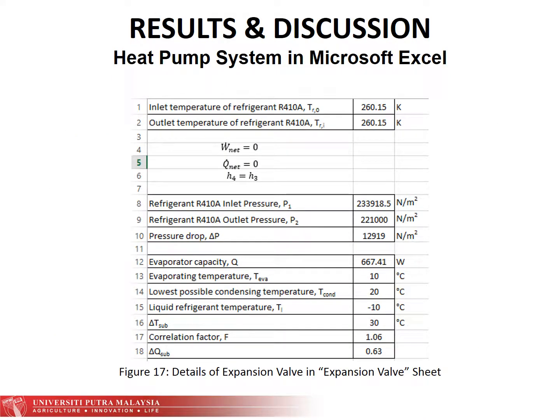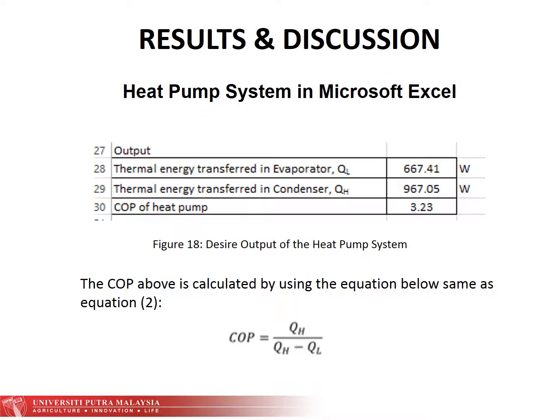Afterwards, the system will link to the part of the expansion valve. Figure 17 shows the details about the expansion valve. And lastly, the system is linked to the final part of the model, which is the desired output of the heat pump system. COP can be calculated by using equation 2, which is set into the system, so that the COP can be calculated accurately by the system, as shown in figure 18.